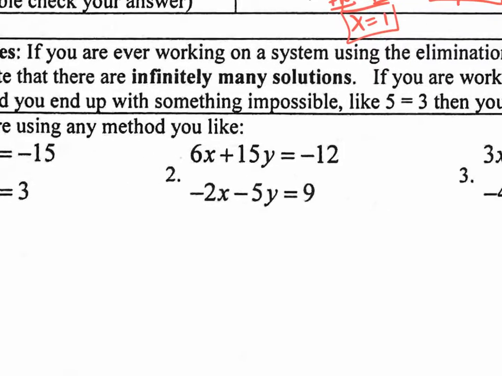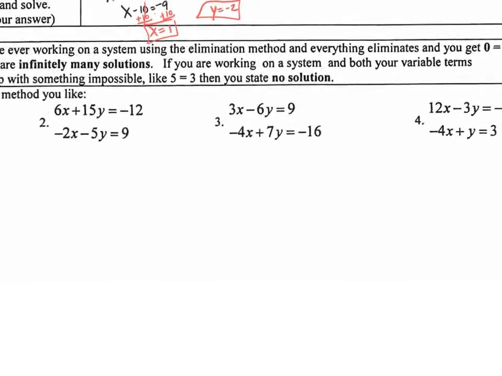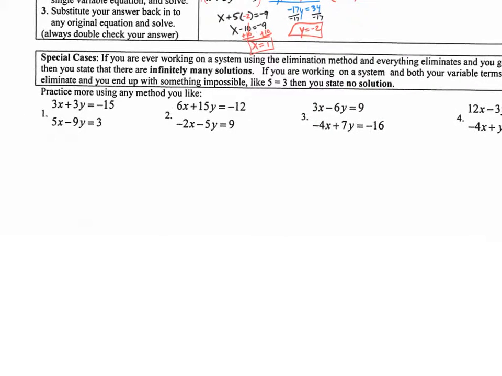Okay? Now let's read this next sentence. If you're working on a system and both of your terms eliminate, both of your x and your y eliminate, and you end up with something impossible, like 5 equals 3 or 0 equals 4, right? Then you say, no, that can't happen. You say no solution. Visually, that means that your lines are parallel. They do not cross. That means no solution.